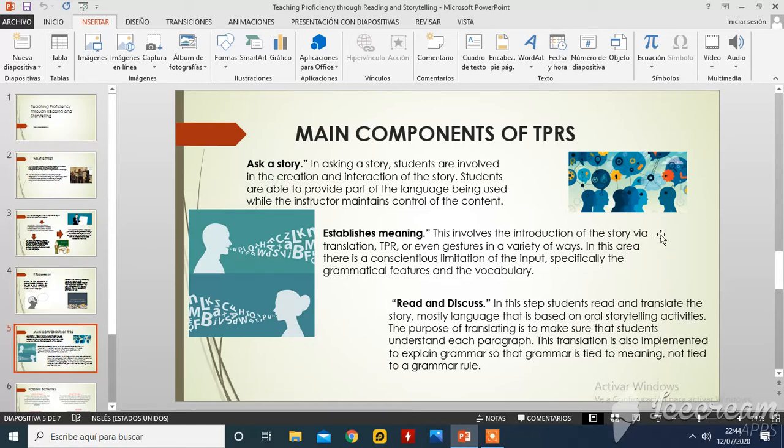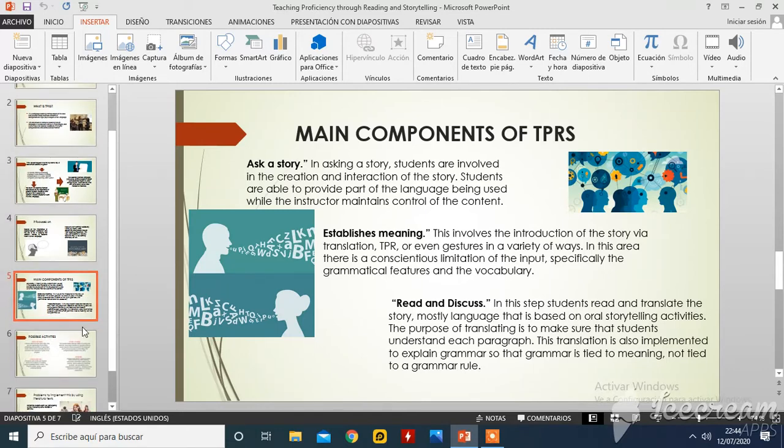Read and discuss. In this step, students read and translate a story in the language that it's based on, using normal storytelling activities. Here, the purpose of translating is to make sure that the students understand each paragraph. This translation is also implemented to explain grammar so that grammar is tied to meaning, not tied to grammar rules.